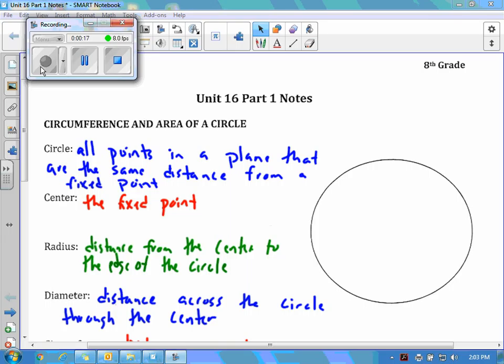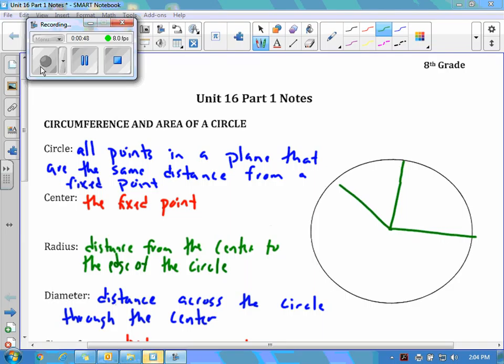A circle is all points in a plane that are the same distance from a fixed point. So you all know what a circle looks like. You know that the center is the fixed point that's in the middle. So this red dot would be the center. And then the circle is everything that's the same distance around it. The radius is the distance from the center to the edge of the circle. So from the center out to the edge would be a radius. We can have multiple radii. They're all the same distance then.